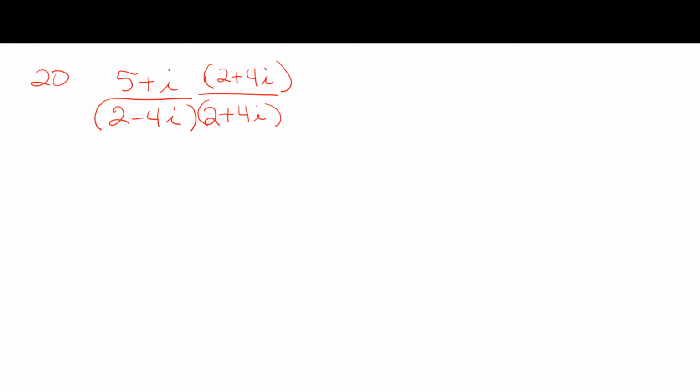Let's deal with our top number first. We're going to go ahead and FOIL this. 5 times 2 is 10, and 5 times 4i is plus 20i. Then i times 2 is plus 2i, and then i times 4i is 4i squared.